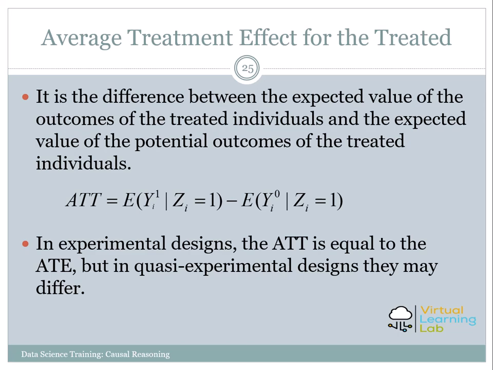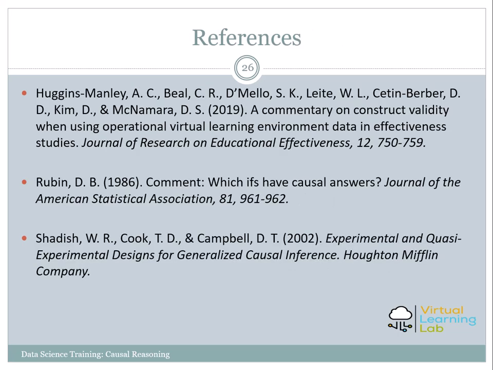Here I have some references that are cited. The paper by Hughes, Manley et al. goes over multiple examples of threats to construct validity with an example for virtual learning environments. Rubin's commentary here clarifies targets of causal inference, and the book by Shadish, Cook, and Campbell details internal validity, external validity, construct validity, and statistical conclusion validity.